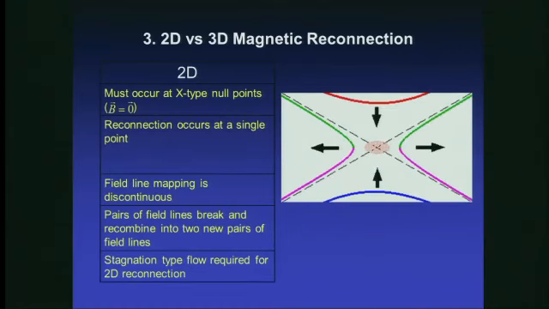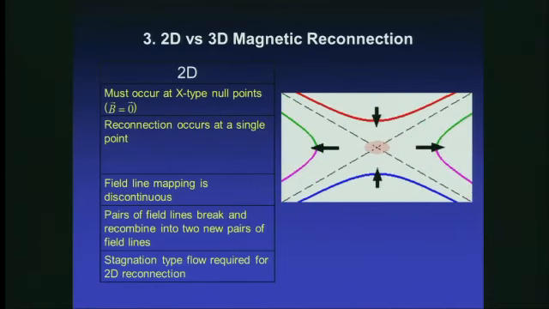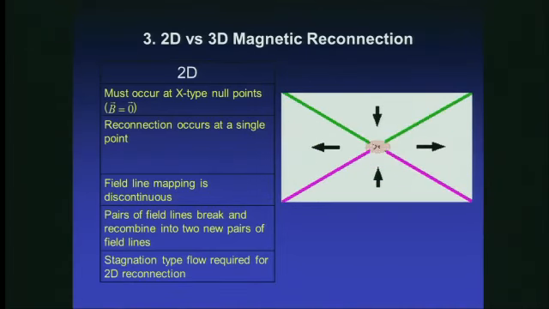Very quickly, in 2 dimensions, how does magnetic reconnection occur? Well, it must occur at X-type null points to get reconnection as opposed to annihilation. It occurs at a single point, this point in here. The field line mapping is discontinuous. If you follow this red field line, it's anchored here to begin with, and then it flips over and it's anchored on this side. The pairs of field lines break and recombine into 2 new pairs, as this little animation is showing you. And you need a stagnation type flow, bringing the magnetic field in towards the little diffusion region and then outwards, taking newly reconnected field lines away.